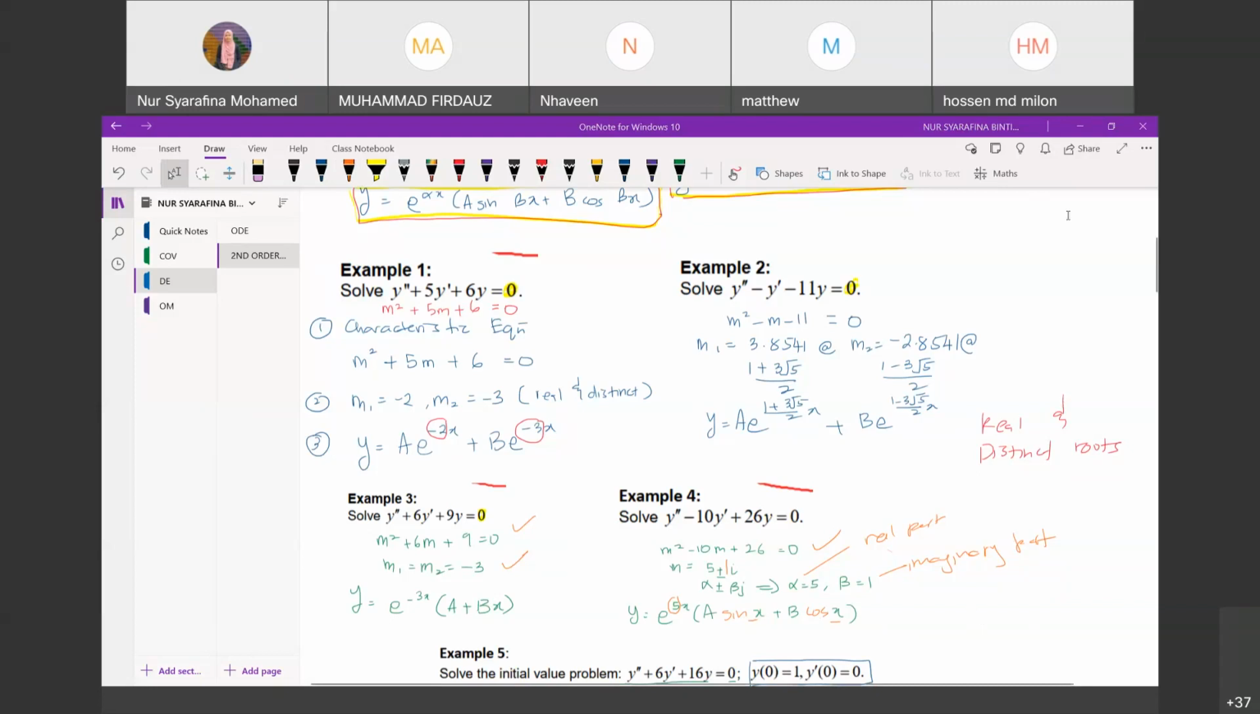Okay, what are the solutions for example 5? Up to y only. No need to apply the condition yet. You got your characteristic equation, right? Where it is m squared plus 6m plus 16. Okay? All of you got this?